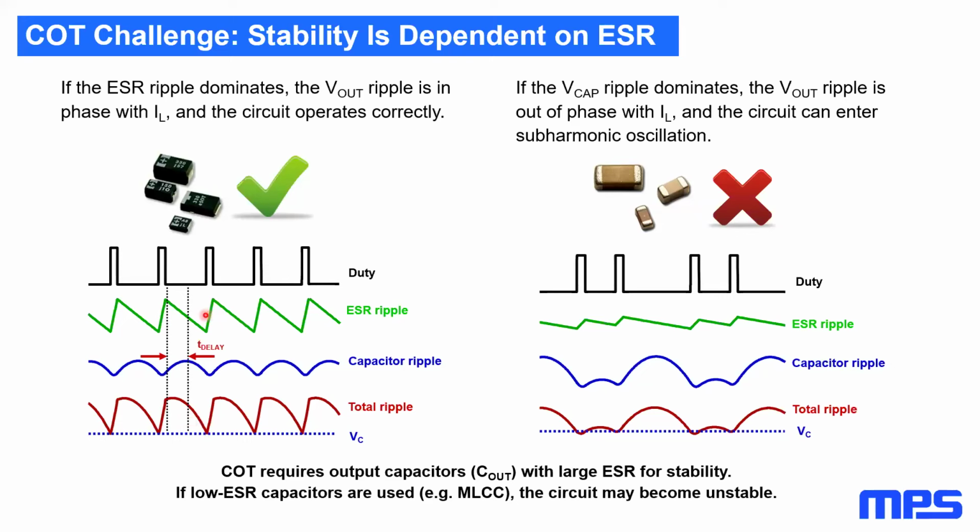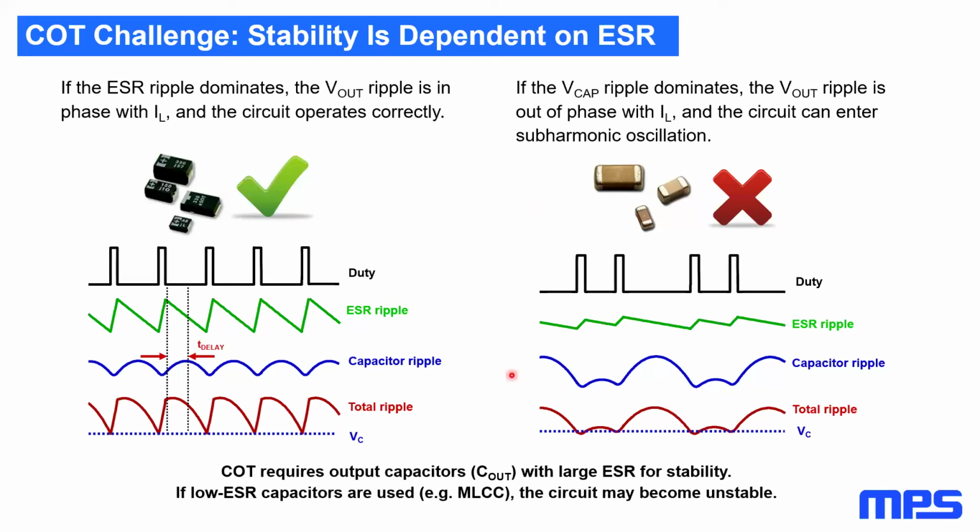However, if our ESR is very small because we're using, say, MLCC capacitors, which is generally what we mainly use as our output bulk capacitance, or what we aim to use because they're also the most cost-efficient way of implementing this output capacitor, they have very small ESRs, and therefore we run the risk that the dominating component of our output voltage ripple is not the ESR, but the capacitor voltage.